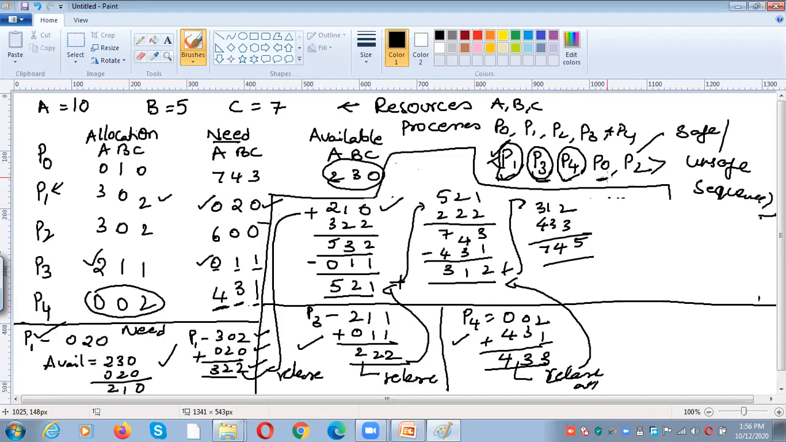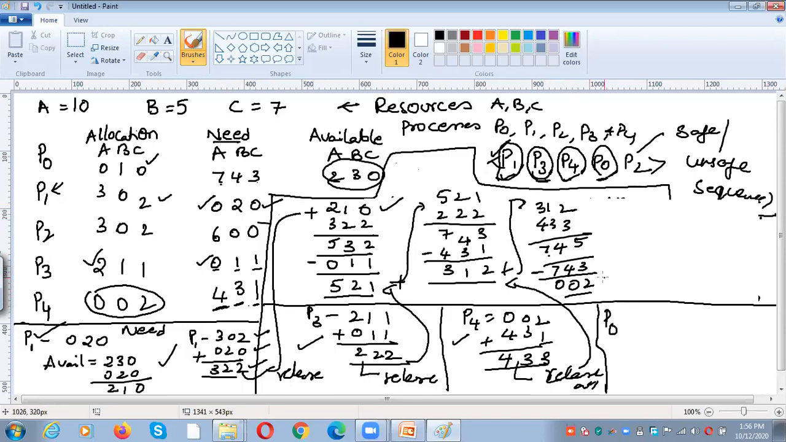In the sequence, the next process is P0. Okay, you need to talk about P0. How many resources does P0 require? 0 1 0 is already allocated. It requires 7 4 3. So 7 4 3 needs to be deducted from the available resources. Why? Because now the available resources are 7 4 5. From those 7 4 5, you want to give 7 4 3 to P0. If you give 7 4 3 to P0, what will be the value?